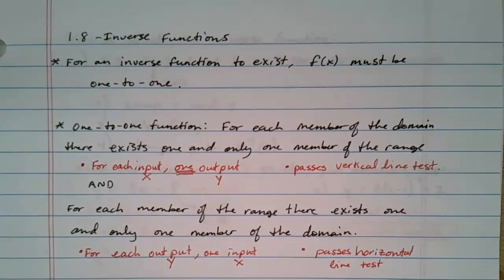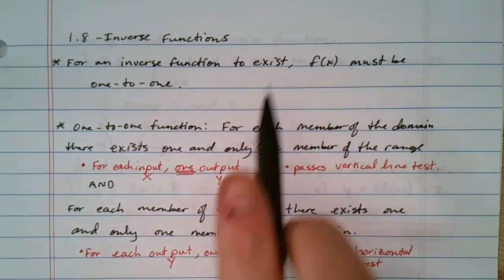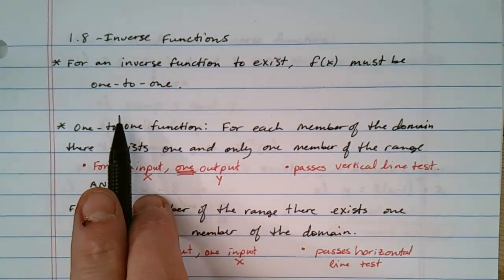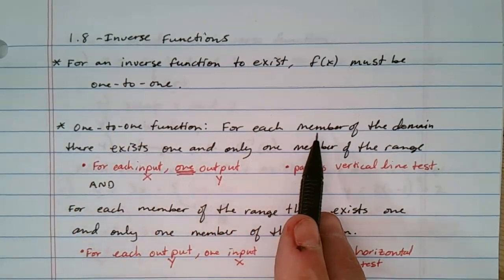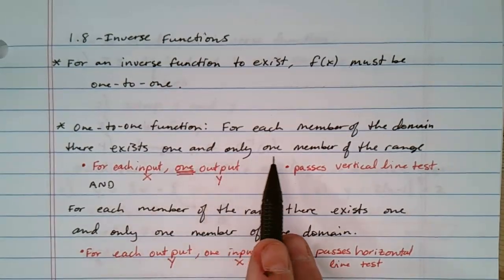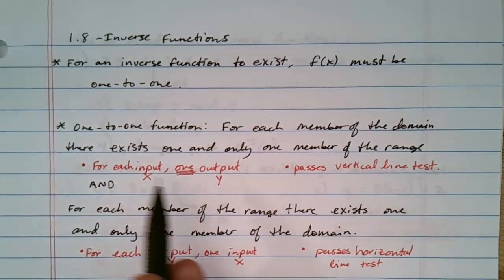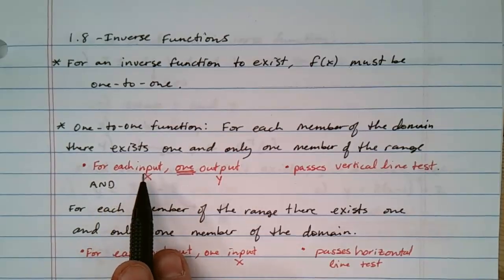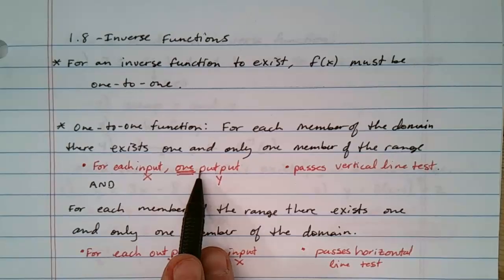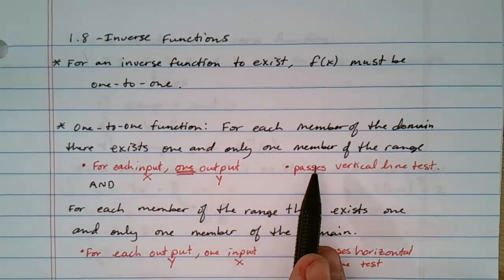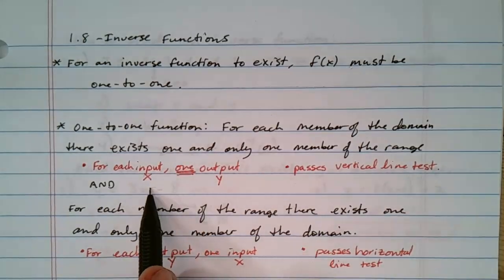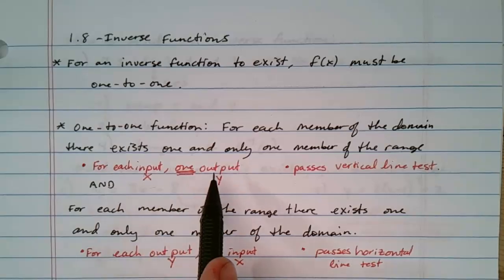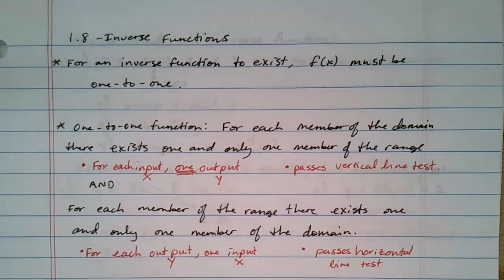For an inverse function to exist, f of x must be a one-to-one function. So what is a one-to-one function? Well, a function is that for each member of the domain, there exists one and only one member of the range. In plain English, that means for each input, or x, there is one output, y. And this means it passes the vertical line test, okay? You draw a vertical line, that is you picking an x value. And if it hits the function in exactly one spot, that means that you get one output or one y value. Okay, so for each member of the domain, there is only one member of the range.